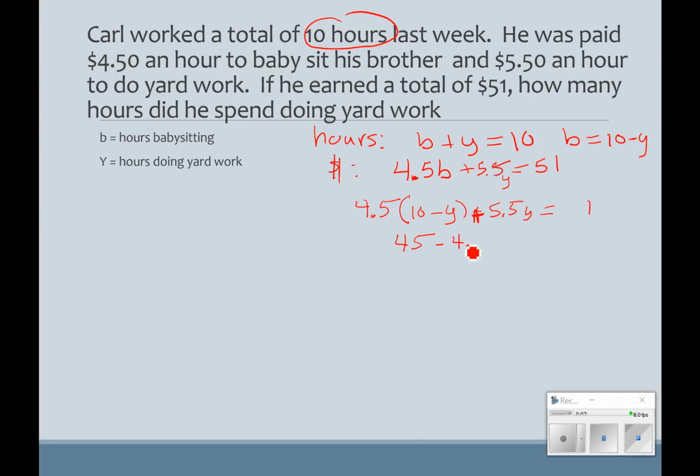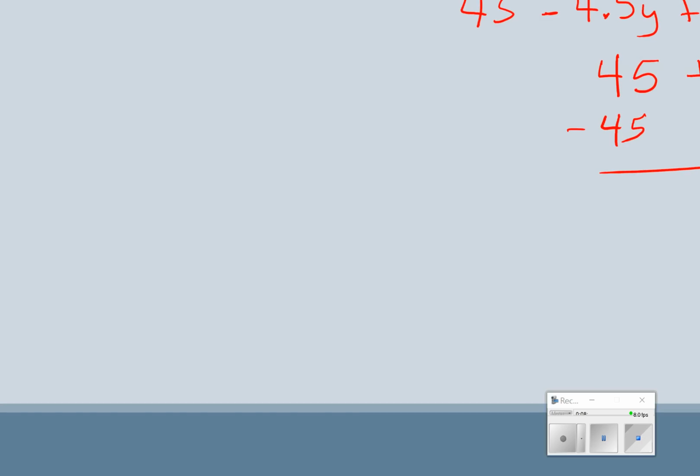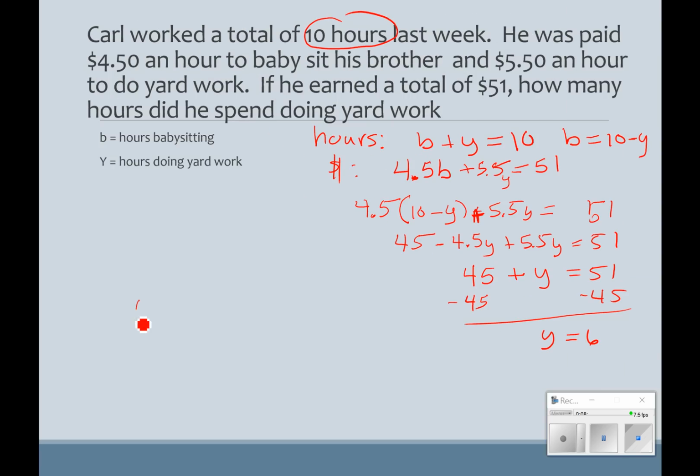If I distribute, I'm going to get 45 minus 4.5y plus 5.5y equals 51. Okay. If I combine my like terms, I'm going to get 45 plus y, because it's 1y, equals 51. If I subtract 45 from both sides, I'm going to get y equals 6. So he spent 6 hours doing yard work. And we didn't ask about babysitting, so we're done.